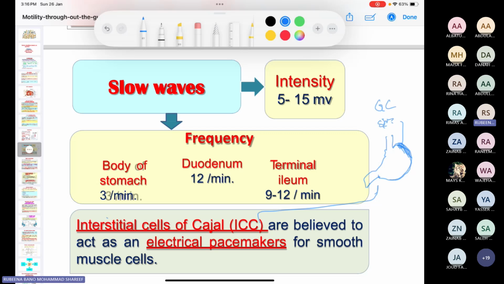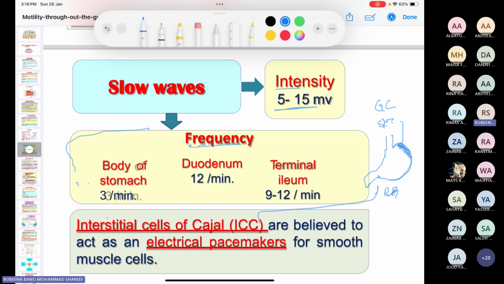So you should know what the pacemaker of the gastrointestinal tract is. It is the interstitial cells of Cajal, which produce the slow wave, also called the basal electrical rhythm. So these slow waves have an intensity of 5 to 15 millivolts. This is important, it can be asked in MCQs.